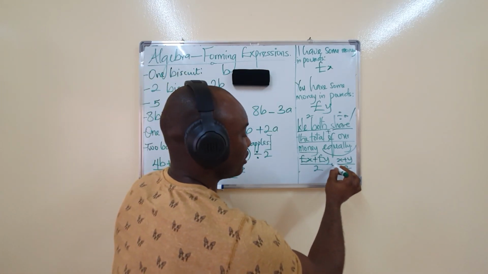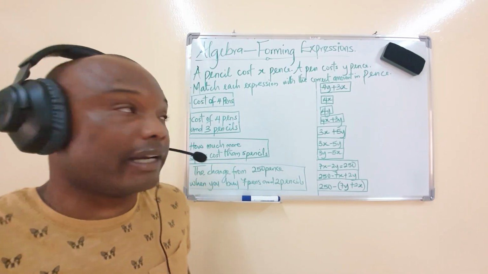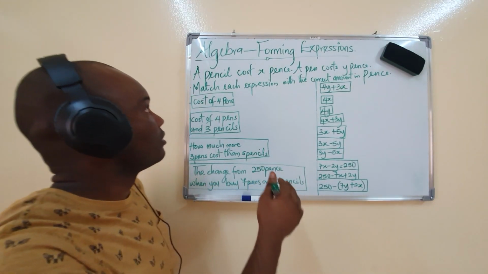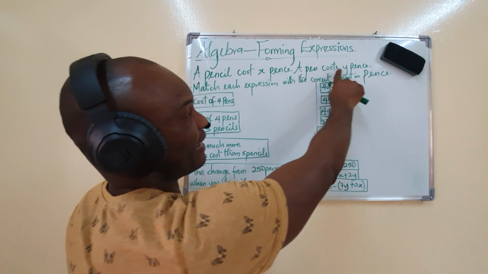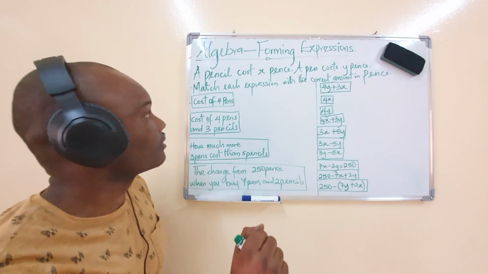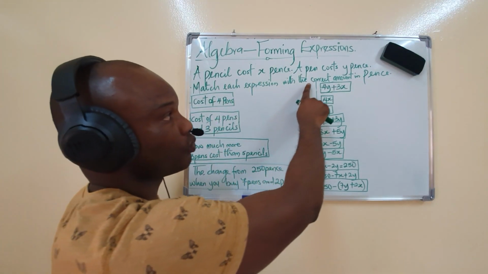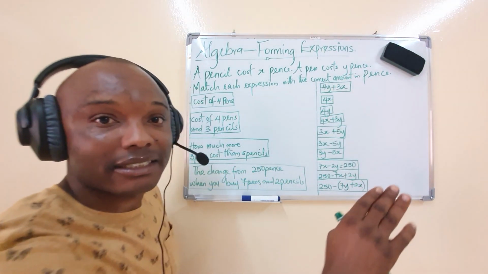Whichever way you've written it, it is in order. Now let us pay attention to these expressions. A pencil costs X pence. A pen costs Y pence. Match each expression with the correct amount in pence.